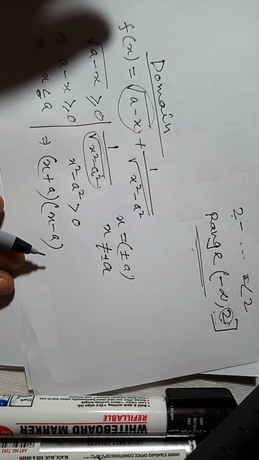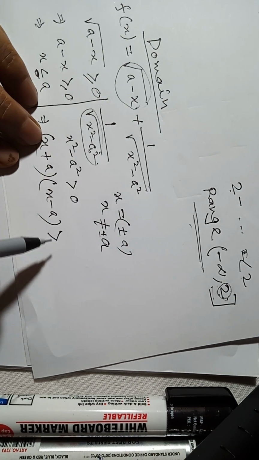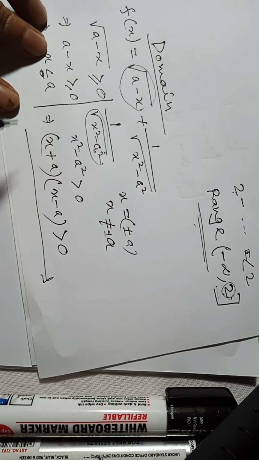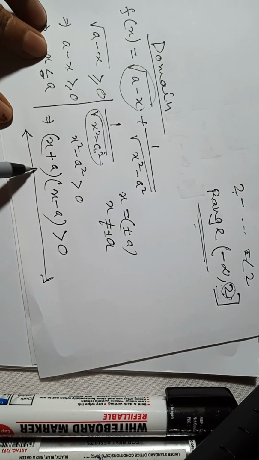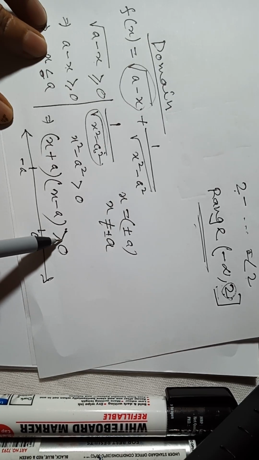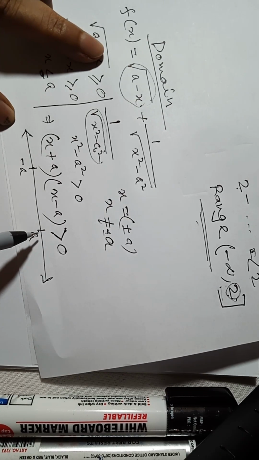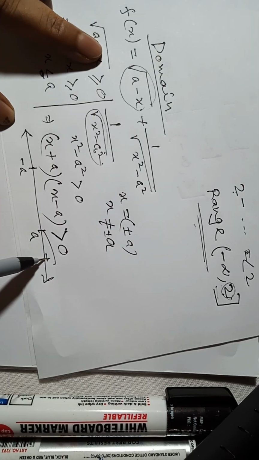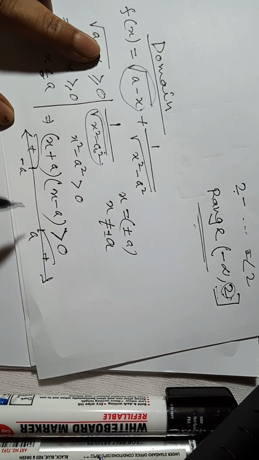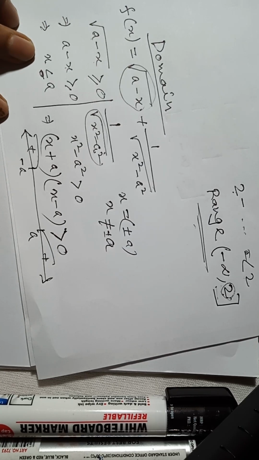now if this is greater than 0, now if we draw a line and plot this value, this is greater than 0, so our positive interval will be the possible value of a.